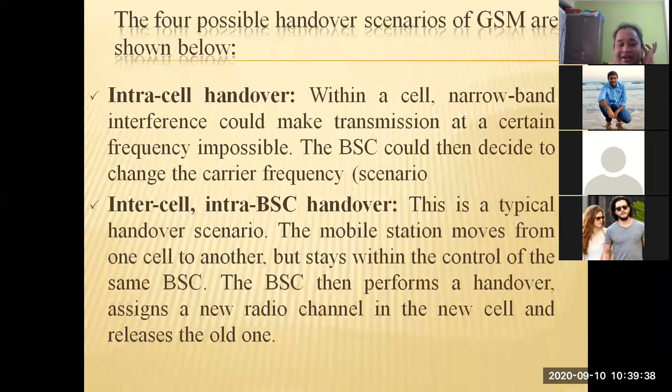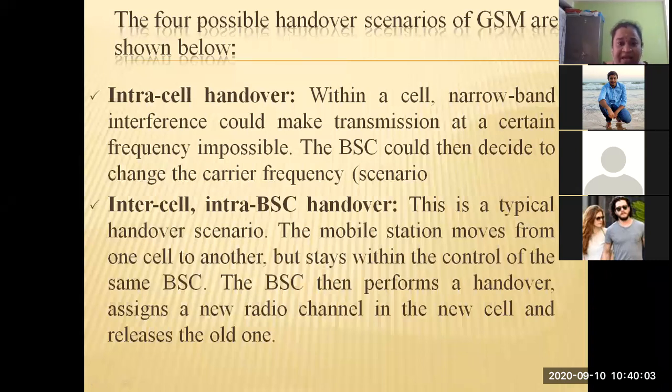And these handover mechanisms are different, depending upon the area that we have been discussing, depending upon the figure that we've been discussing here. Four criteria of handover are there. The first one is the intra-cell handover. Within the cell, narrowband interference could make transmission at a certain frequency impossible. So the BSC could then decide to change the carrier frequency.